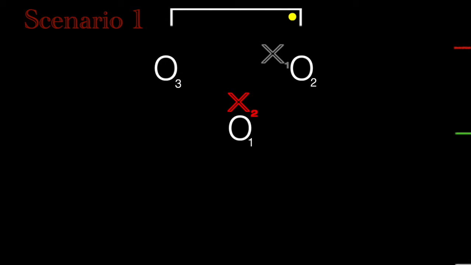If the offensive players are properly spaced and O1 continues to swim, X2 should not be able to guard both O1 and O3. Someone should be open.